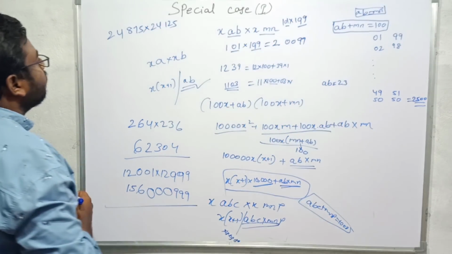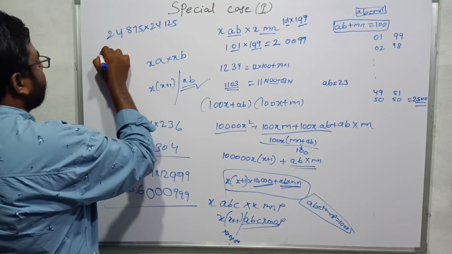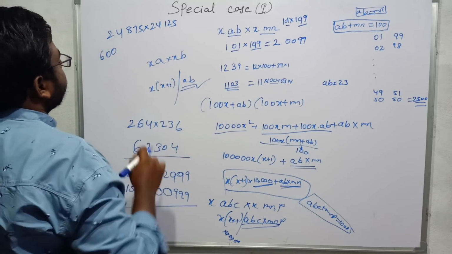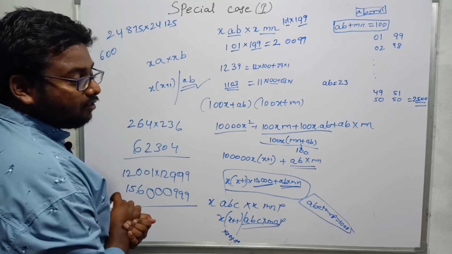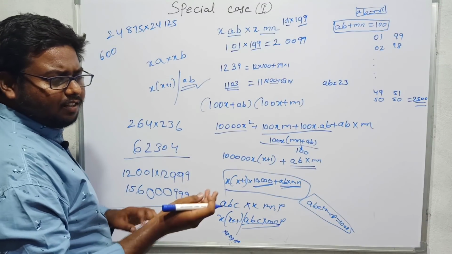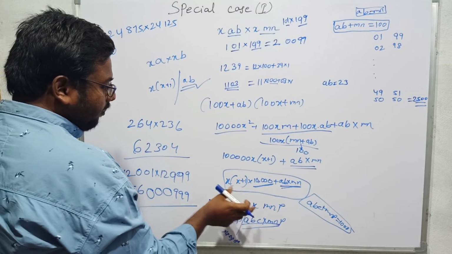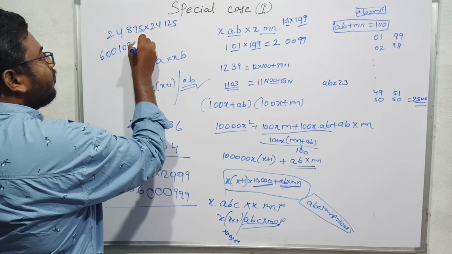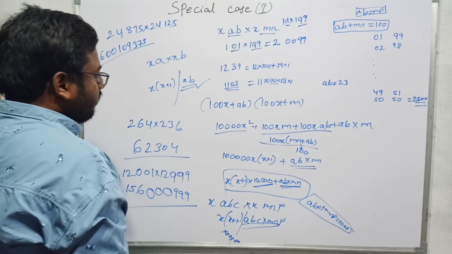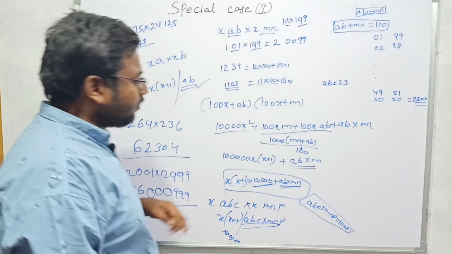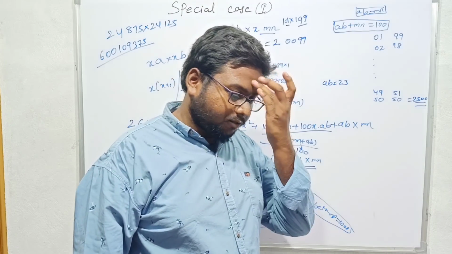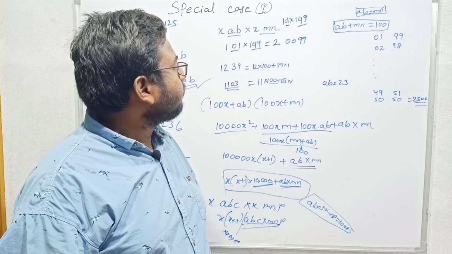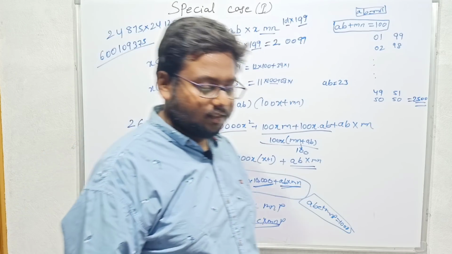So what I can do, 24 into 25 is 600. Beside it what I will write is 125 into 875. I can calculate with the trick of 125. We will discuss in further classes. You keep only the concept in mind. 109375, this is the result of it. So I think you understand this concept. So next we will see a different concept, and we will see the applications of it.